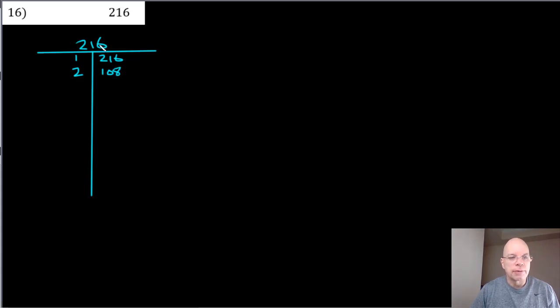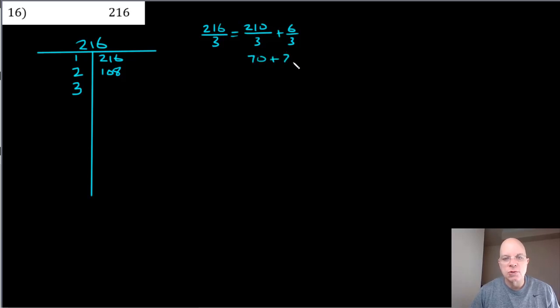For divisibility by 3 we find the sum of the digits. 6 plus 1 plus 2 is 9, and 9 is a multiple of 3, so 216 is divisible by 3. When I think of 216 being divisible by 3, I like to break it up into 210 and 6, because 210 is 70 3s and 6 is 2 3s. So it's 3 multiplied by 72.